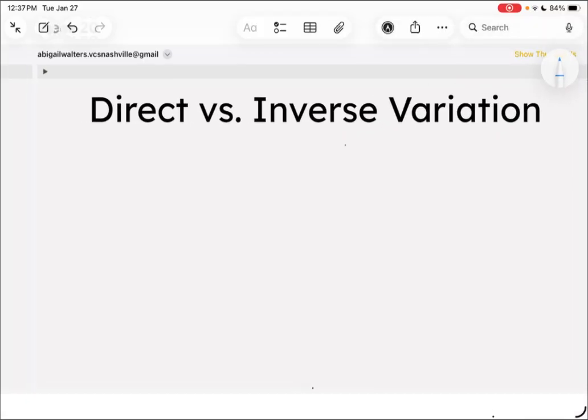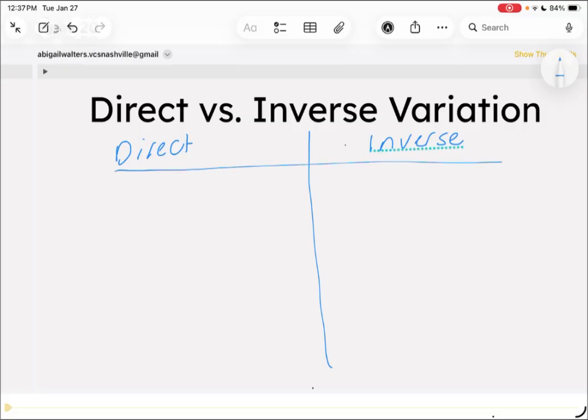All right, so before we hop into section 8.1, this section is all about inverse variation. So we're going to talk about the difference between direct and inverse variation. Oh, my pen's going out. So direct variation, a relationship where x and y vary directly, can be written in the form y equals k times x, where k is just some number, some constant.